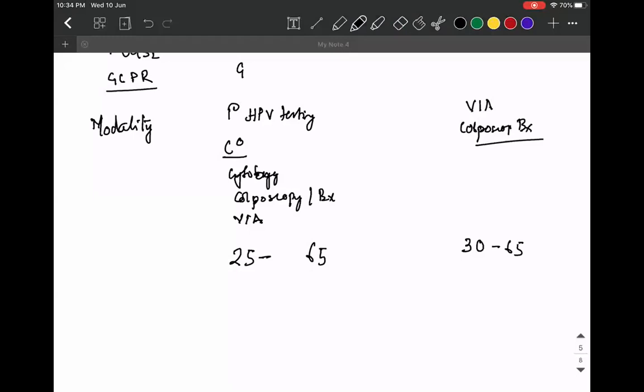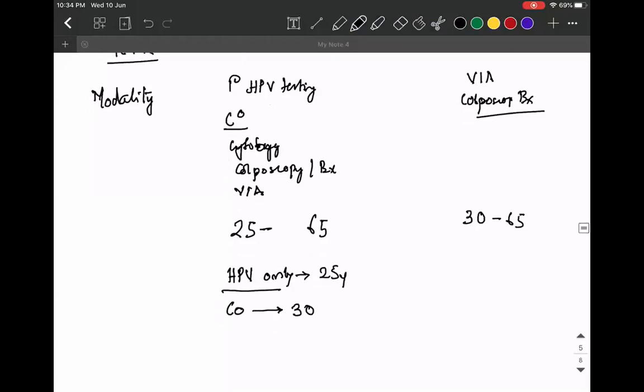Age to start: if you are starting with HPV testing only, then you are supposed to start at 25 years of age. But if you are doing co-testing, that is HPV along with cytology, then you can directly start at the age of 30. In a limited resource setting also, you should start at the age of 30.